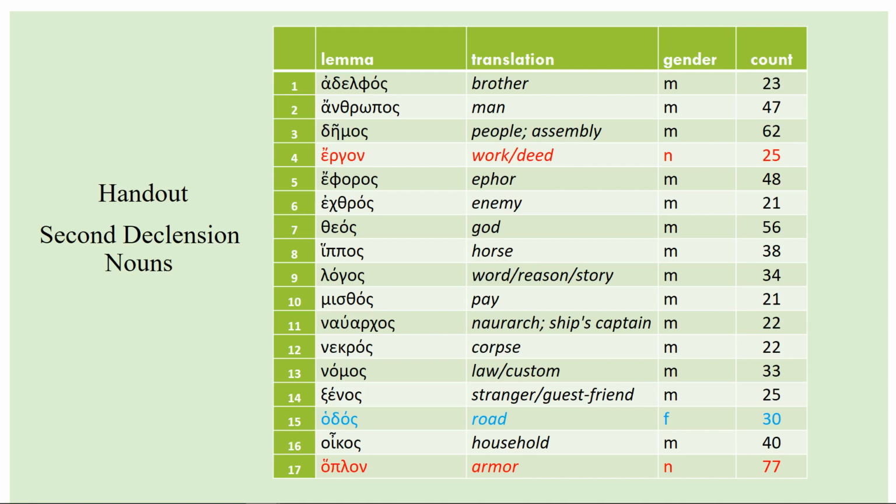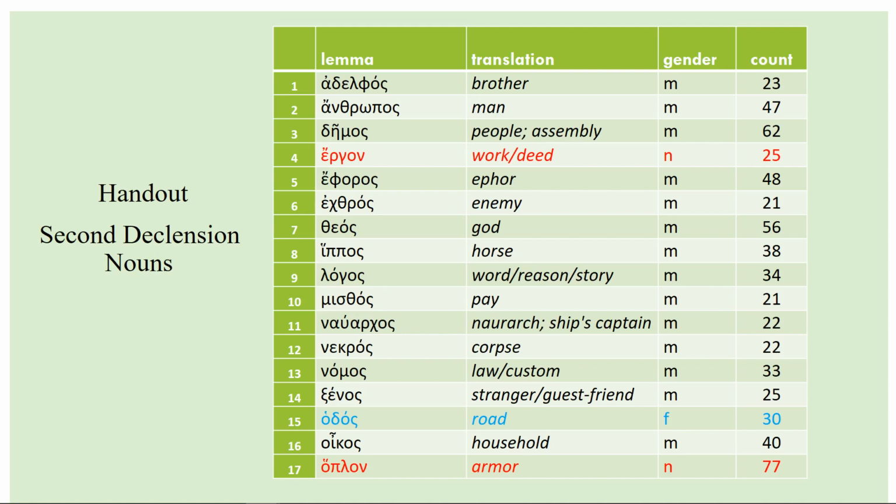Ergon, work or deed, and neuter. So I've got it in red. Ergonomics, right? Ephoros is simply a Spartan official called an ephor, equivalent sort of to the Athenian archon. It's their chief magistrates, and they had 5 each year. So you're going to just see this word. You just transliterate it.